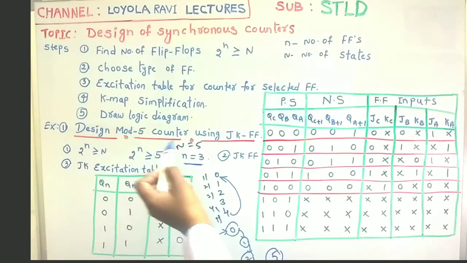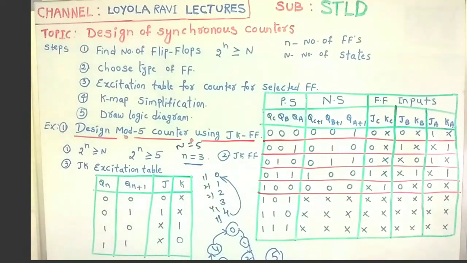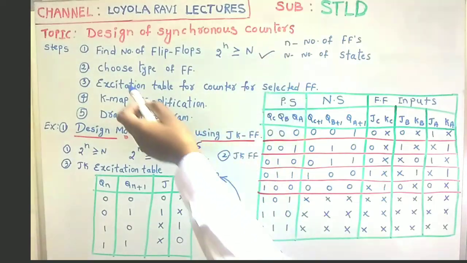8 is greater than 5. It is not equal but greater than 5. That's why n equal to 3 is correct. So the number of flip-flops is 3. The first step is over. Then what is the second step?